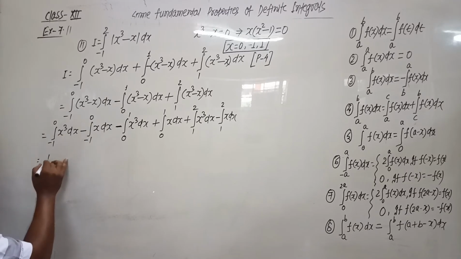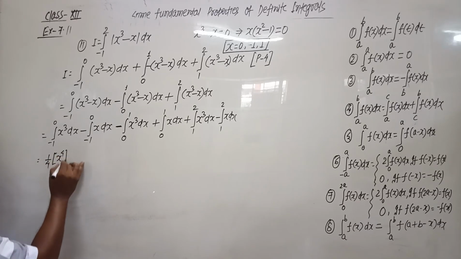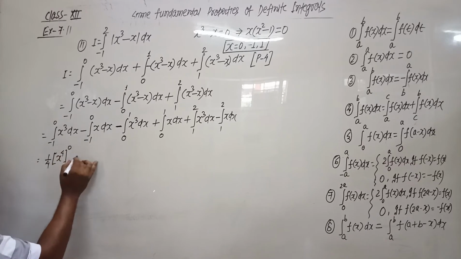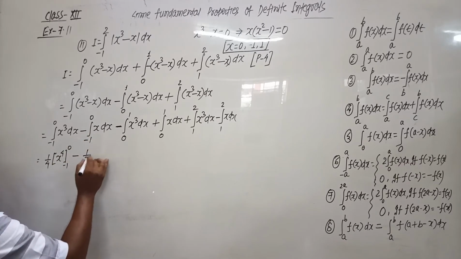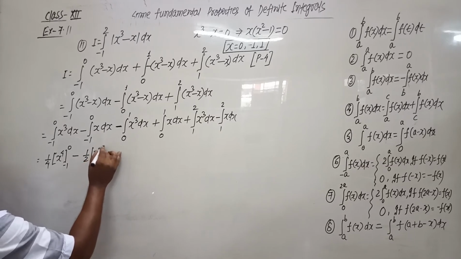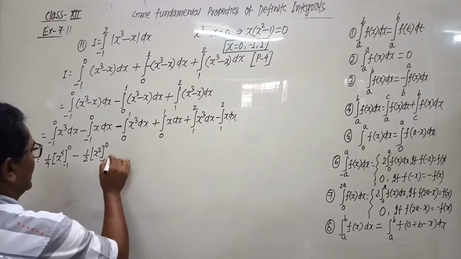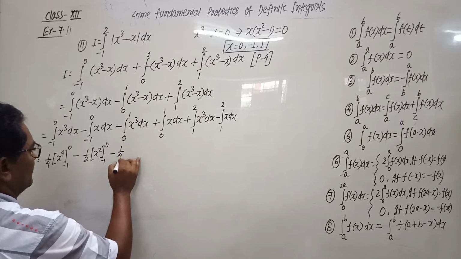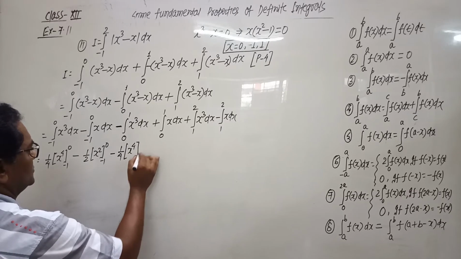Now integrate all these expressions. So we get x⁴/4, with 1/4 taken outside, x⁴ with limit -1 to 0, minus integration of x dx, which is 1/2 x², with 1/2 taken outside, limit -1 to 0, then integration of x³, x⁴/4, with limit from 0 to 1.